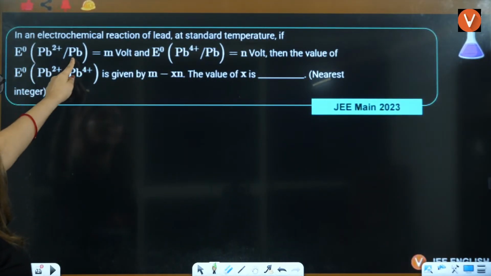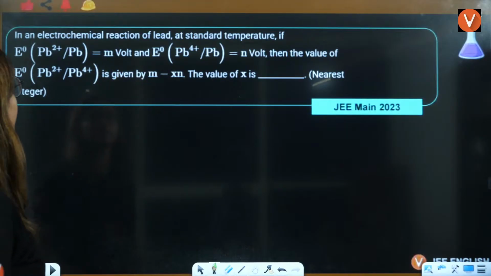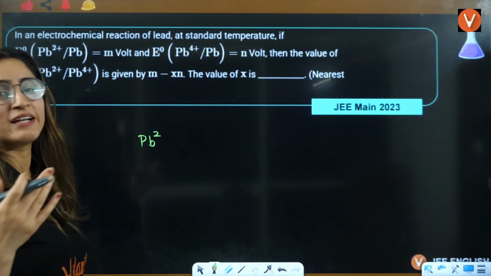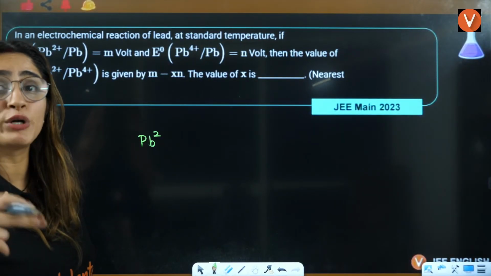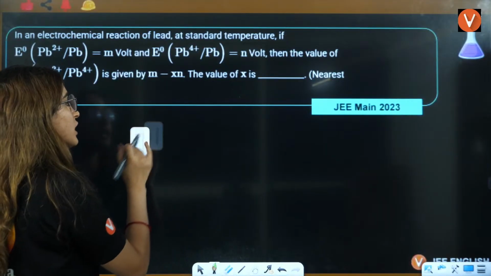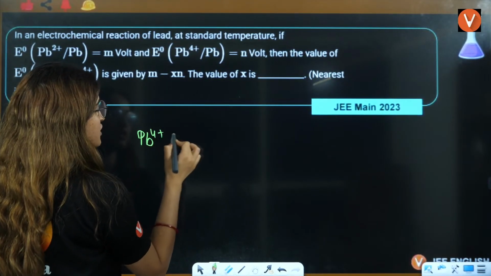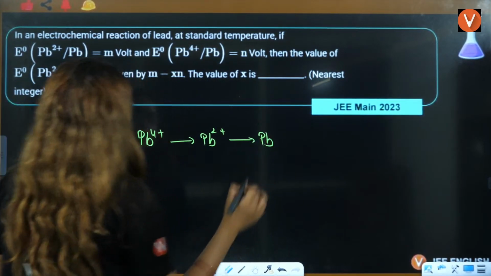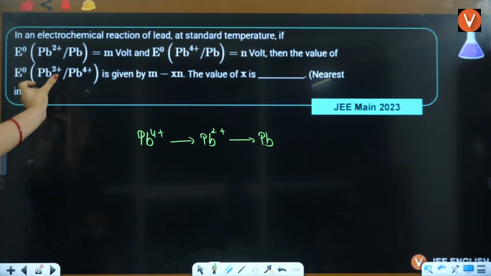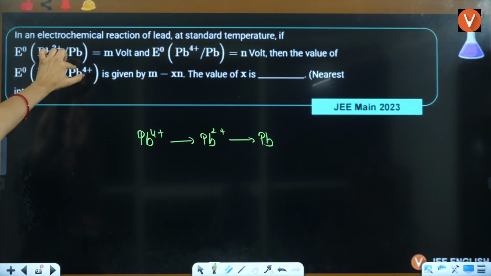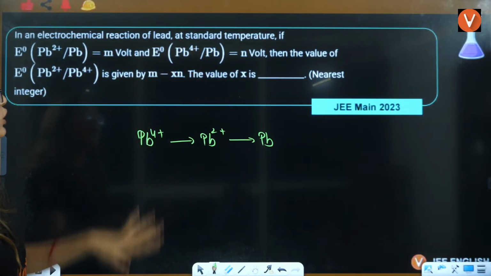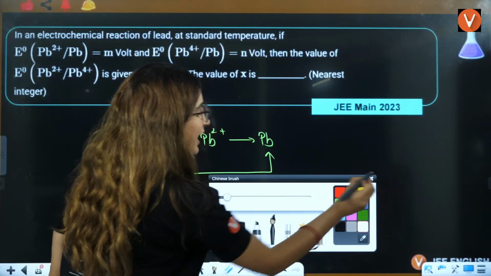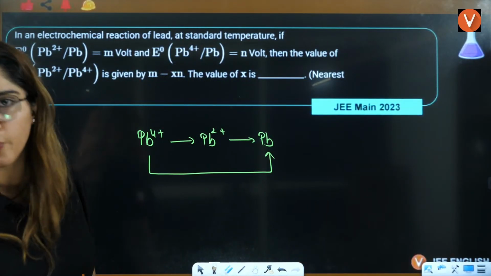you have Pb4+, Pb2+, these things you have. So I'll write it as Pb, I will always write the reduction potential. So for that, I have to decrease the oxidation number. So I'll write it with the maximum oxidation number, then less than that, then less than that. So Pb4+ to Pb2+ I have written. Pb2+ to Pb it is there. Then Pb4+ to Pb. So you write it this way, it will be easy to answer the questions, okay?